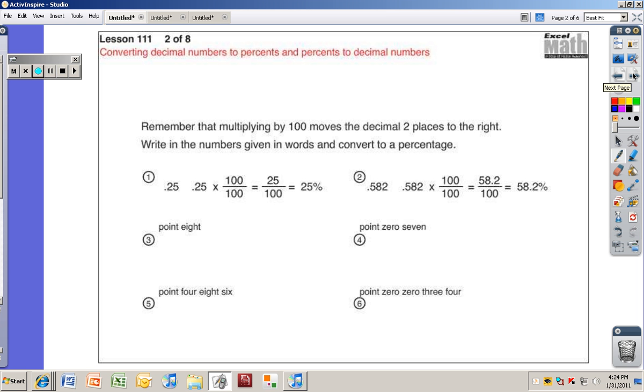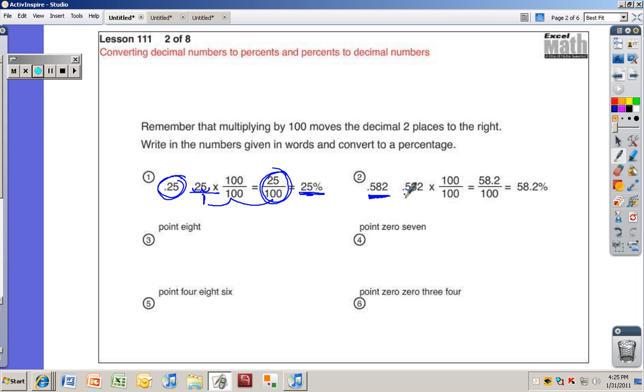Write the numbers given in words and convert to a percentage. So here is 0.25 or 25 hundredths. We're going to multiply 0.25 times 100 over 100. That comes out to be 25 hundredths. The reason is that when we multiply 0.25 times 100, the decimal point moves over 2 spots, so that becomes 25. And there's no number on the bottom, it's a 1 down there, so it's 0.25 over 1. 1 times 100 is 100. So think of it this way, 0.25 is 25 hundredths. Pretty simple, which is 25%.